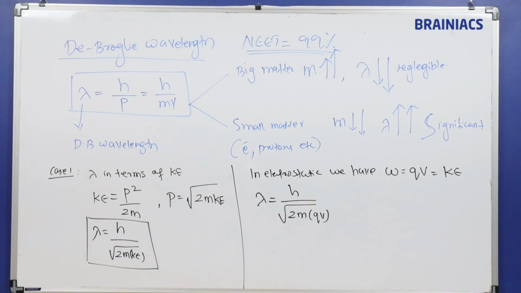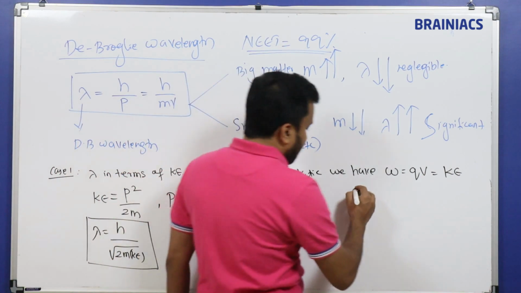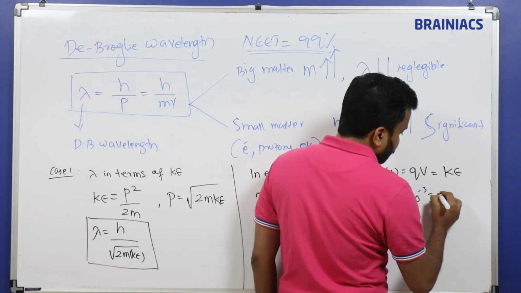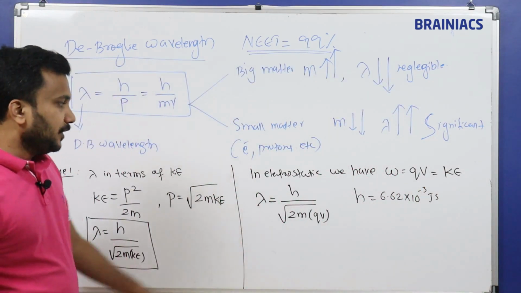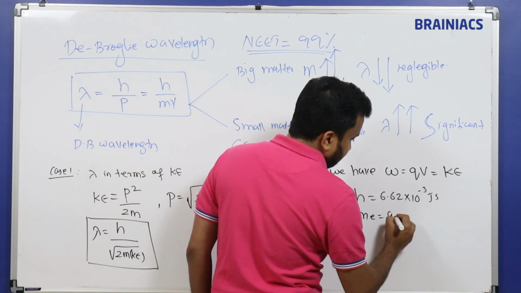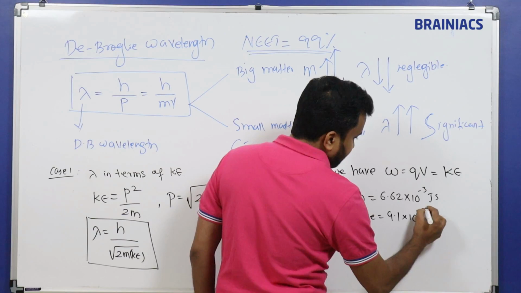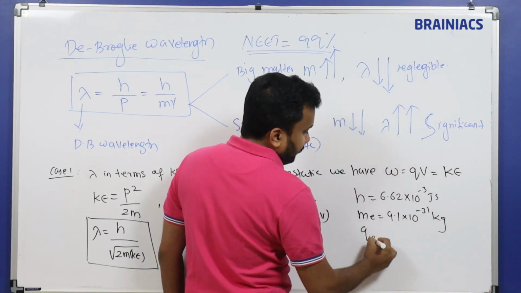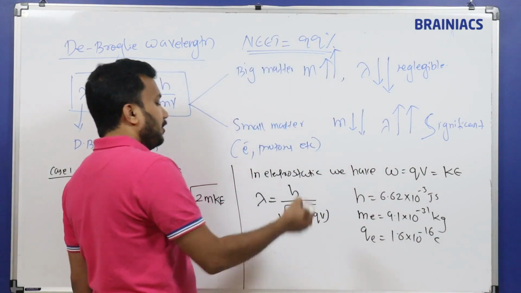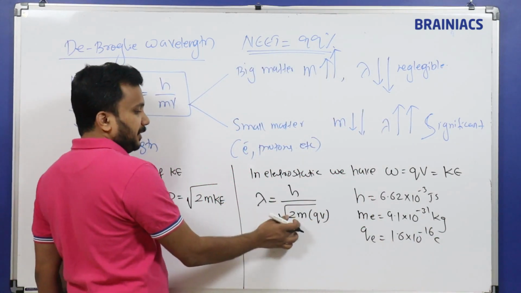Different particles will have different natures. Electrons will have certain natures, and protons will have certain natures. So we know the standard value of h: h is equal to 6.62 into 10 power minus 34 joule seconds, that is Planck's constant. And for electrons, the mass will be 9.1 into 10 power minus 31 kilogram, and the charge of an electron will be 1.6 into 10 power minus 19 coulomb.